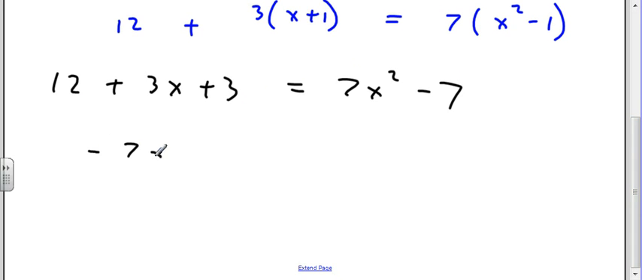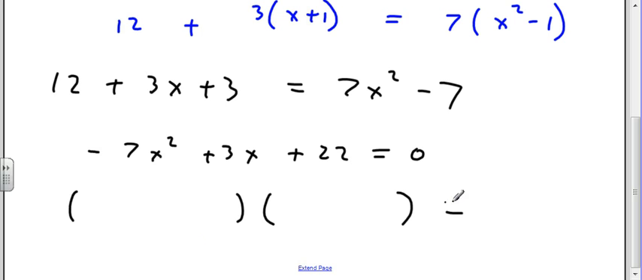Minus 7x squared plus 3x plus 22 is equal to 0. Last time I had a minus sign here, but not there, right? And this time I have a minus sign there. So now I've got a different problem.